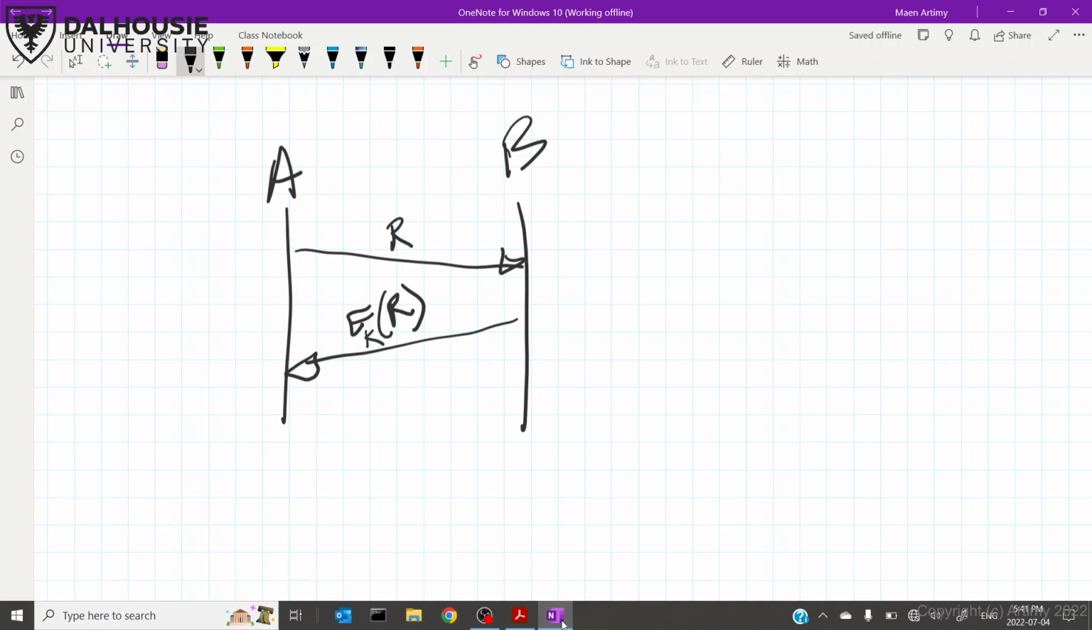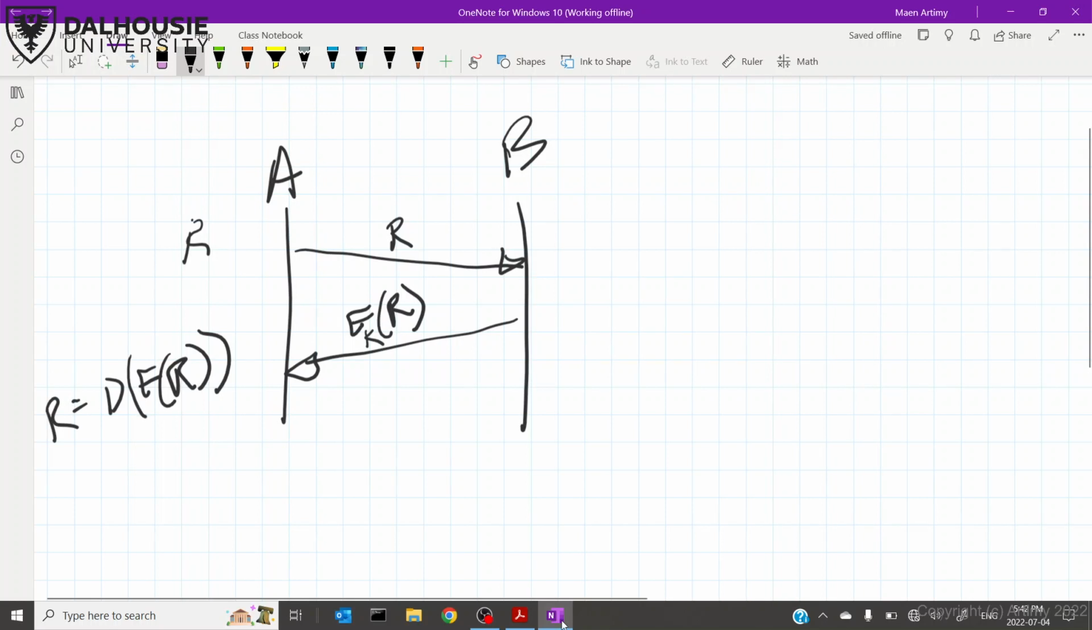Now, Alice knows the R, she sent it already, and she will take E(R), decrypt it with the key that she has. Now, of course, decryption is the reverse of encryption, so eventually she will get R, right? Let's call it R prime here. If R prime is the same as R, then Alice verifies that B is actually Bob.